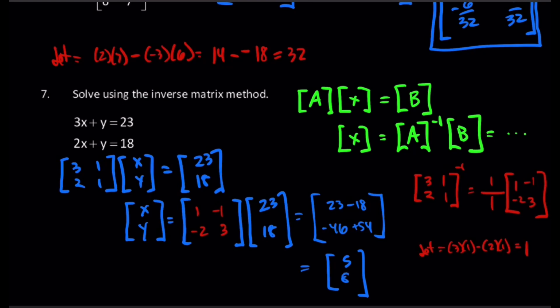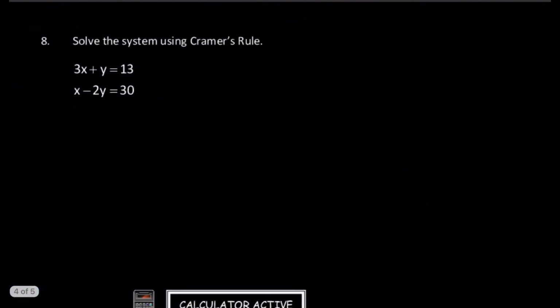So what do we know? You don't just leave the matrix. X equals 5. Y equals 8. Okay, you could write that as an ordered pair as well, but you can see a significant amount of work for this. All right, next one, solve using Cramer's rule.